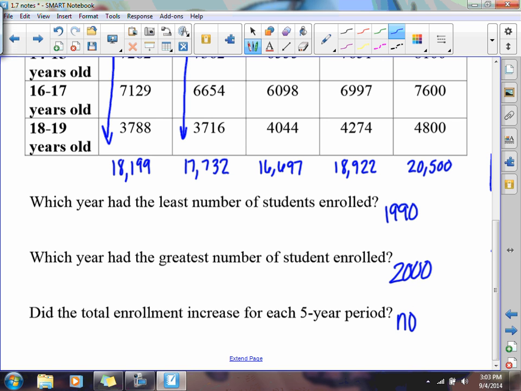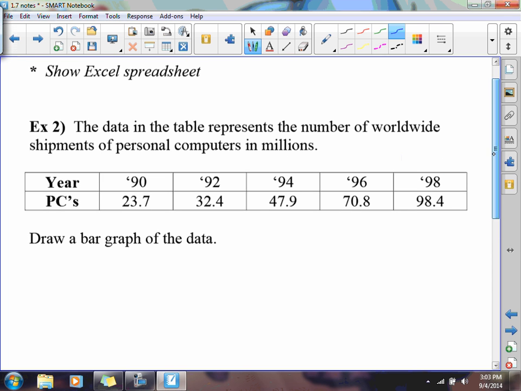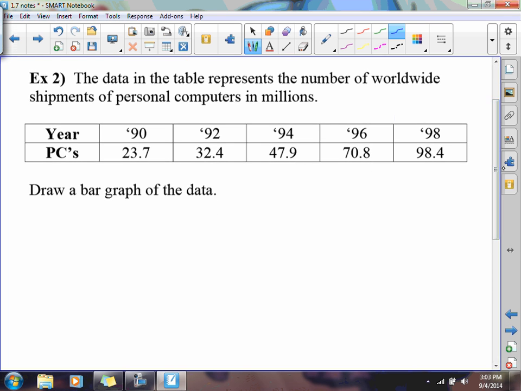So you're going to see problems like that in your homework where they're going to give you a table or a chart and they just want you to interpret some information and answer questions about it.